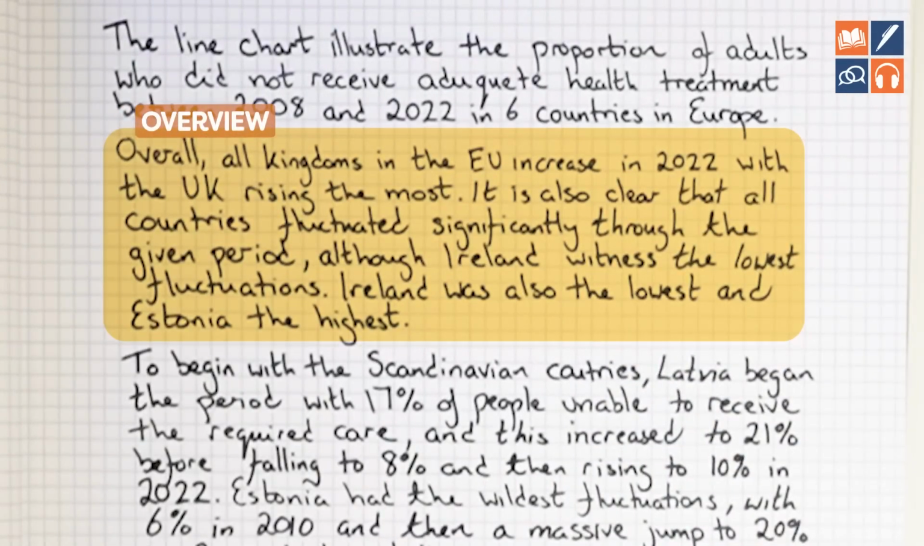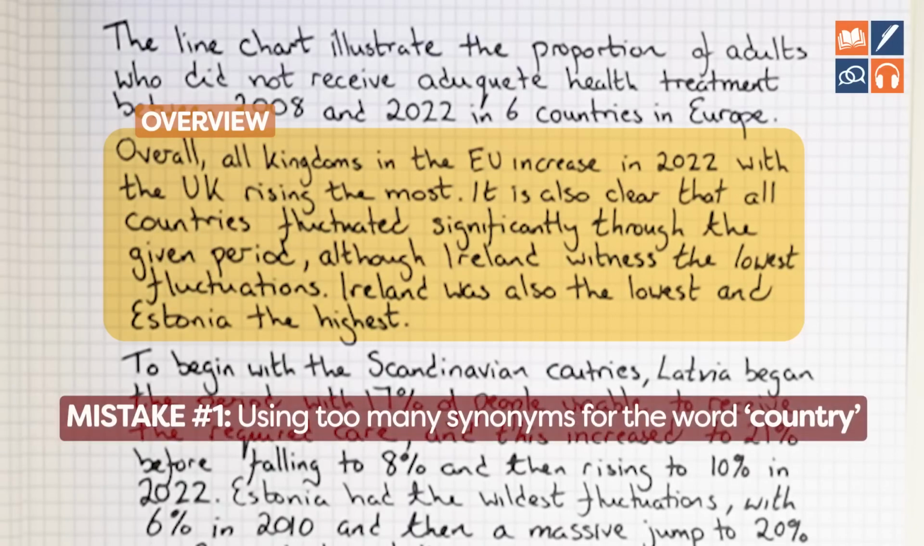So overall, all kingdoms in the EU. So straight away, the student has made two mistakes. Number one, they are trying to use too many synonyms for the word country, and they've included the word kingdom. Kingdom and country are synonyms, but they are not close synonyms that mean exactly the same thing. So we often see this with students who have been told incorrectly by former teachers or YouTube videos that you cannot repeat any words. You should try to vary your language as much as possible, that is correct, but you shouldn't change it to something that is wrong.